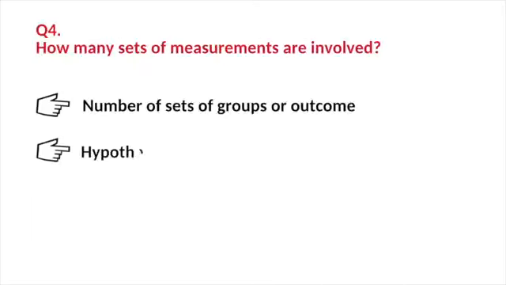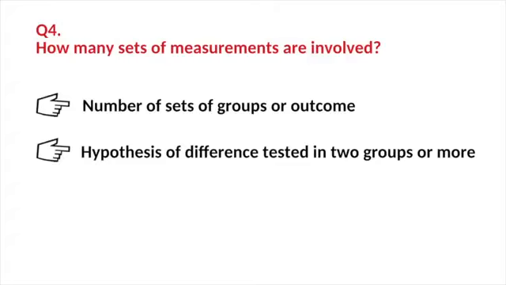Question 4. How many sets of measurements are involved? The last question to answer is the easiest. It is about the number of sets of groups or outcome measures that are involved in the analysis. The question inquires whether the hypothesis of difference is testing only two groups or whether it is more than two.